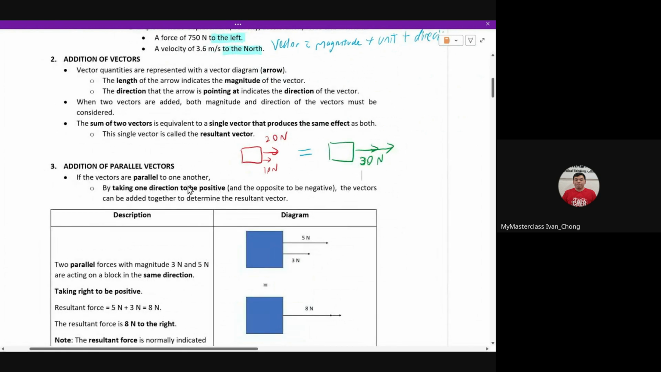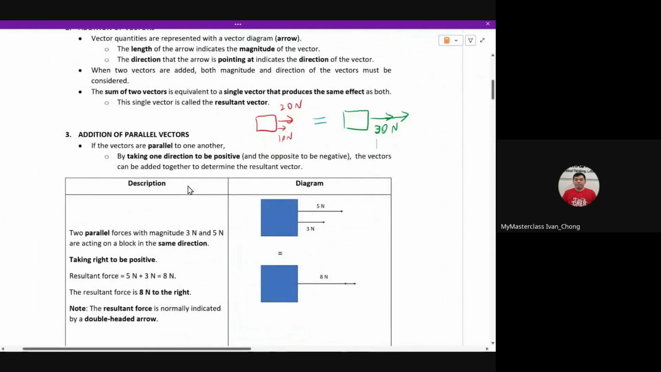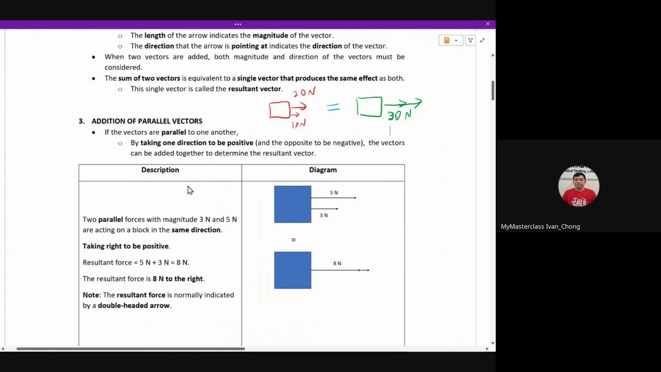If you have done your dynamics, you know that usually we will do it either horizontally or vertically only. We don't mix them together. But for this chapter, we're going to learn what to do if we end up with a horizontal and a vertical vector. How can we add them up to find your resultant vector?